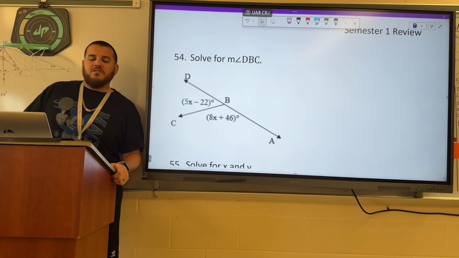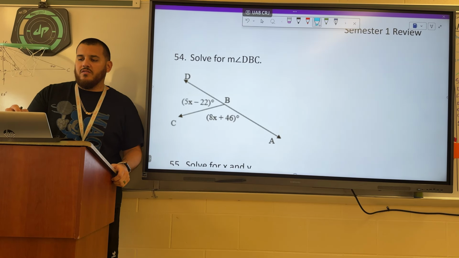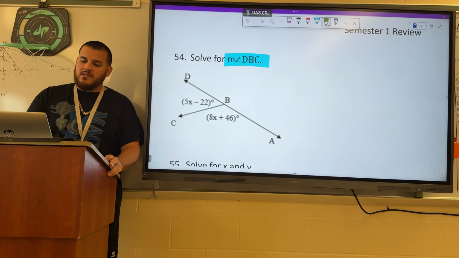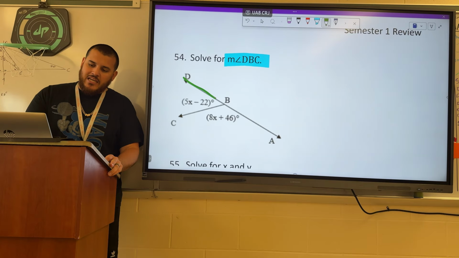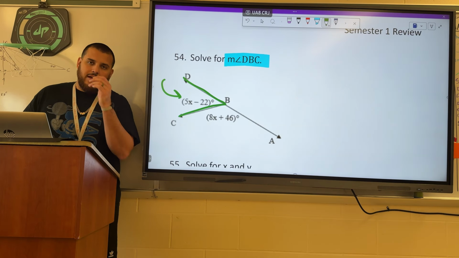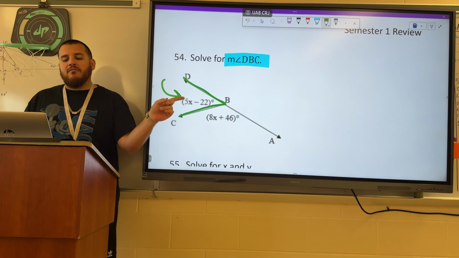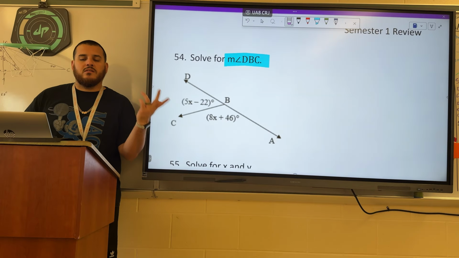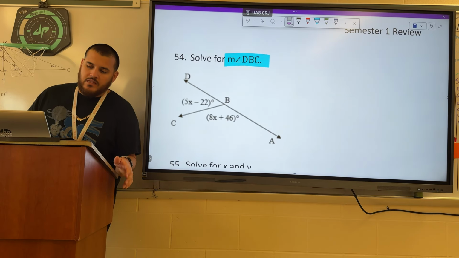In example 54, we have a linear pair that we're going to be using to solve for the measure of angle DBC. Let's first make sure you know where angle DBC is, and know it's not just like highlighting and saying this is angle DBC. It's knowing that the interior there is angle DBC. So 5x minus 22 is what we need to solve. So we have to find x and sub it in there to get the measure of that angle.